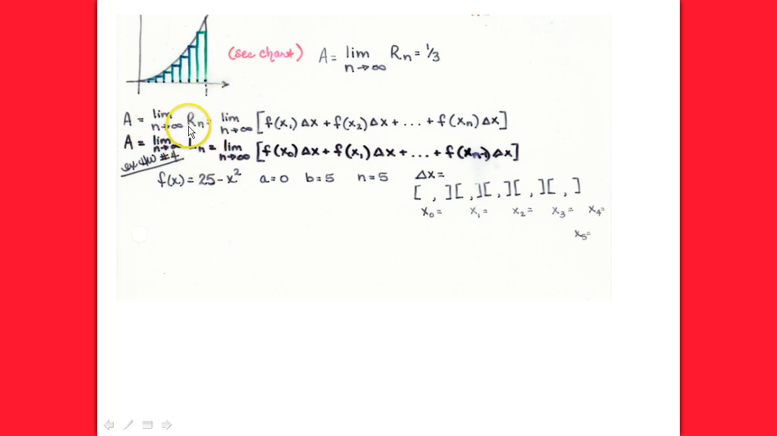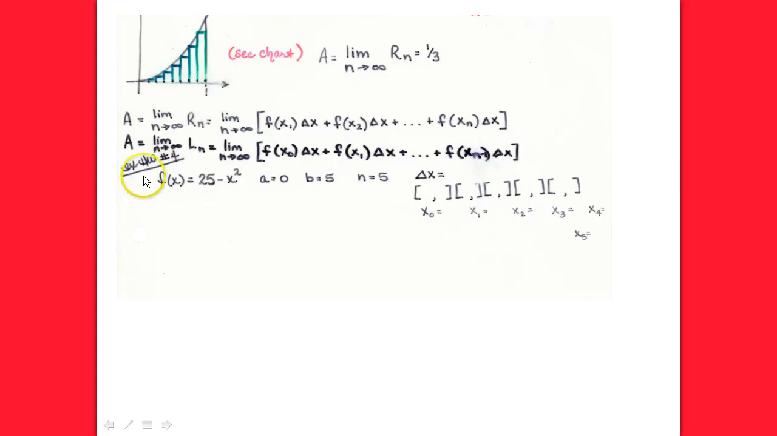Now, if I'm using R sub n, remember that the first value that I'm going to plug in is not x sub 0. The first value that I plug in is that right-hand endpoint, so it's x sub 1. And when I finish, I stop with the last value, my stopping point, x sub n. However, when we were using left-hand endpoints, we did start with the actual starting point, x sub 0, but we did not use the last stopping point. We used the value right in front of that. So let's see how that matches up with another example.